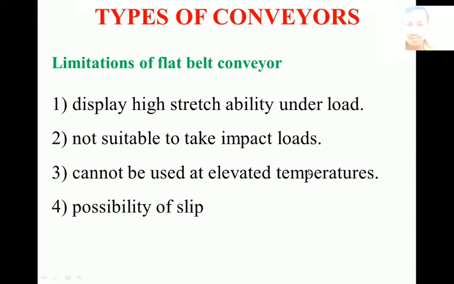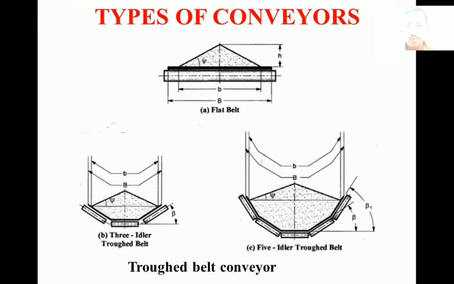Next, some of these limitations can be overcome by using this type of conveyor. Instead of a flat belt, if you use this type of belt... This, actually, we have discussed: this is a flat belt. If there is a flat belt, the material will be like this. If you take the cross section, it will be like a triangle. You can see, this capital B is the total width of the belt.